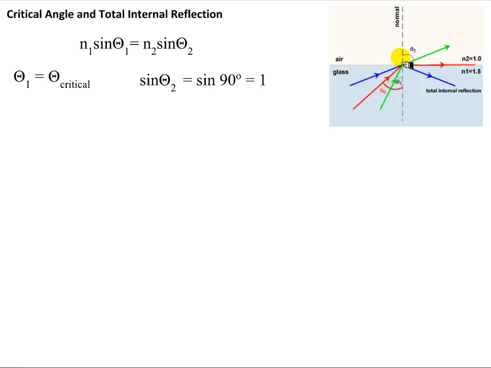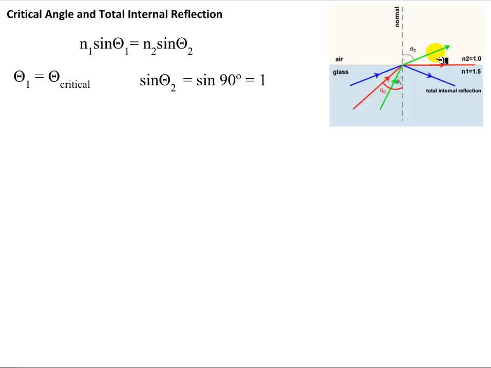That's when the angle bends at 90 degrees relative to this normal line when it's refracting. Anything greater than that angle will totally internally reflect. That means all of the rays will bounce back, none will refract out.